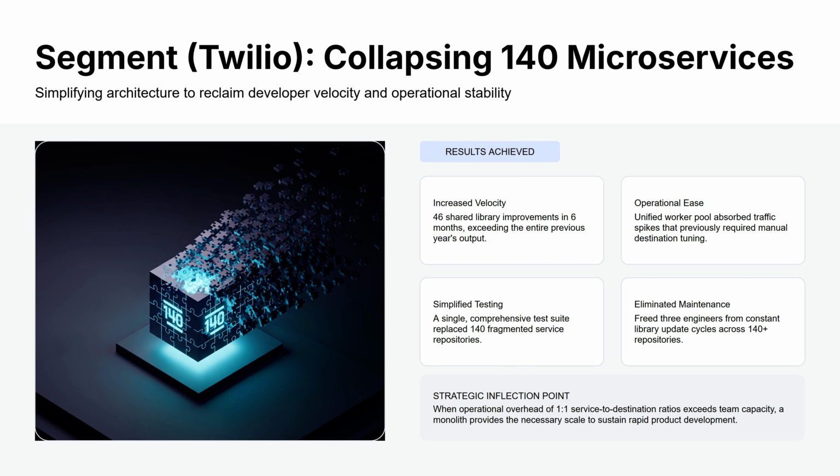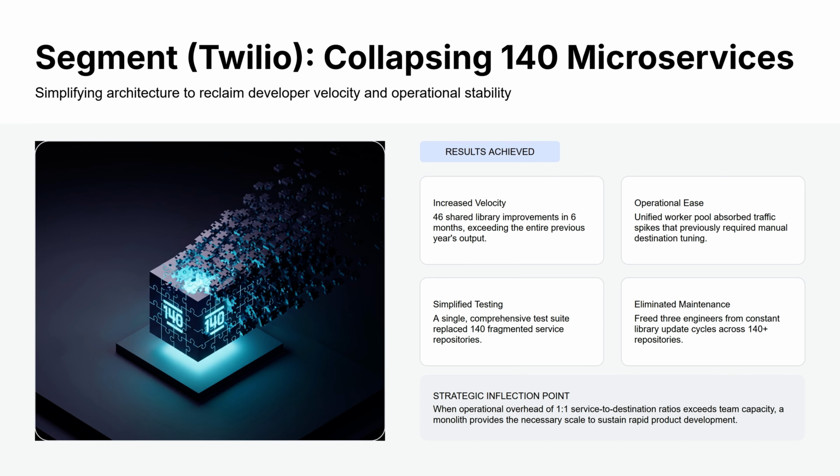Increased velocity. They made 46 improvements to shared libraries in 6 months, compared to 32 in the entire previous year. Operational ease. The worker pool of the monolith was large enough to absorb traffic spikes from small destinations that previously required manual tuning. Simplified testing. A single test suite replaced the fragmented testing of 140 independent services.